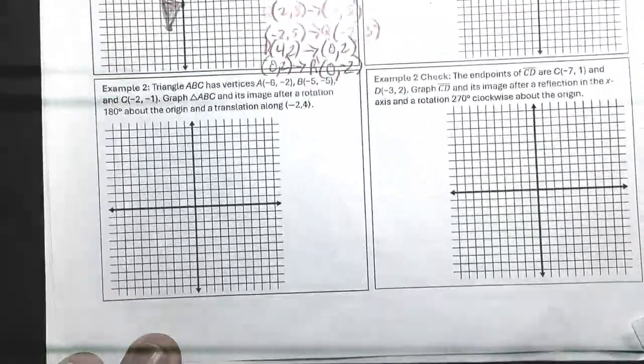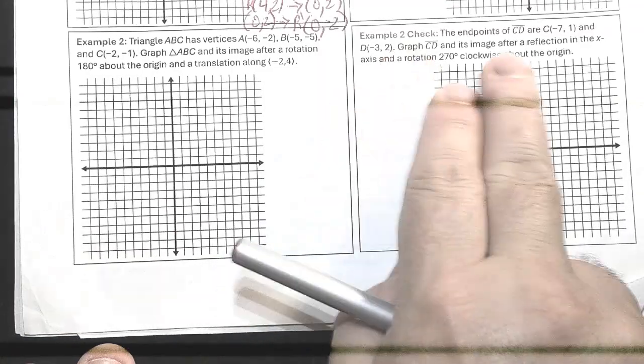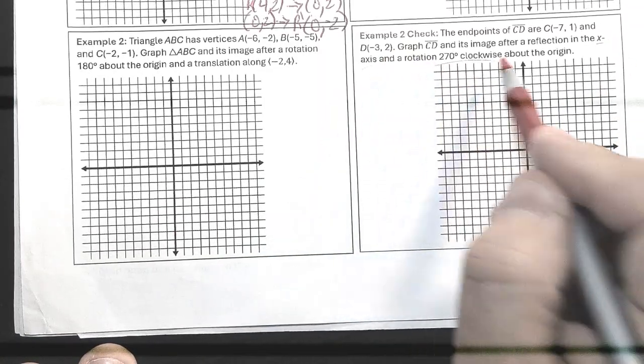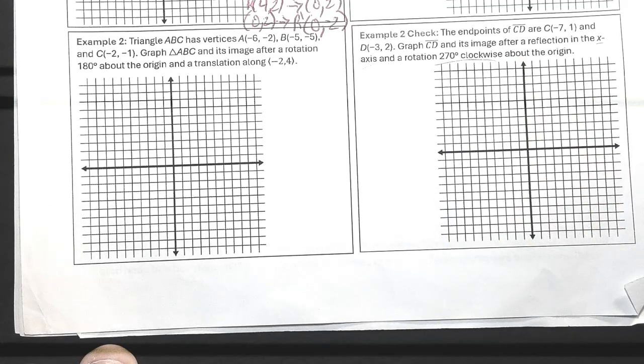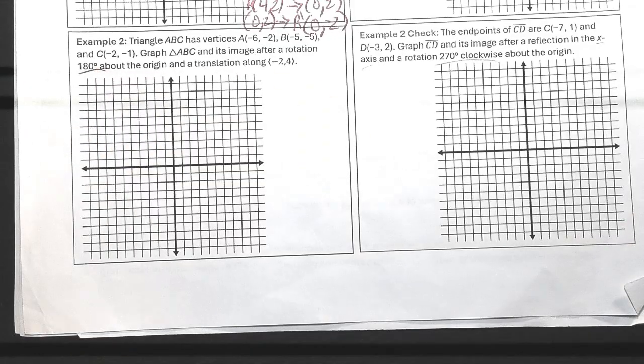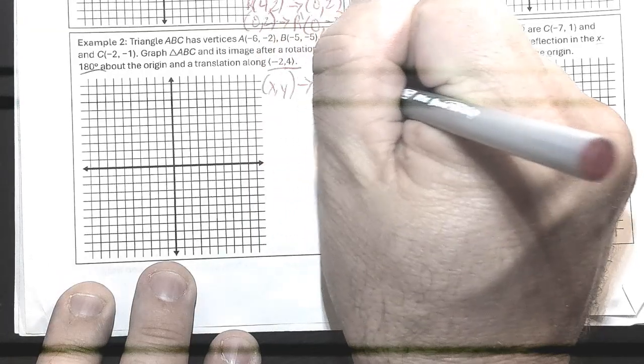So we're gonna scooch down here to number 2. I'll do example 2. You guys will do example 2 check. Yours will be x-axis, rotation 270 clockwise. Ours is 180, and then a translation along vector -2, 4. So the 180 rotation, so x comma y, becomes -x comma -y.